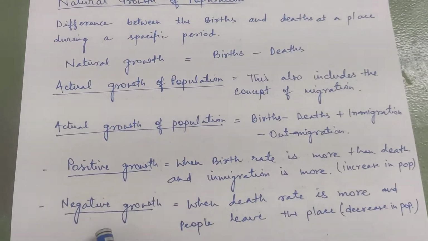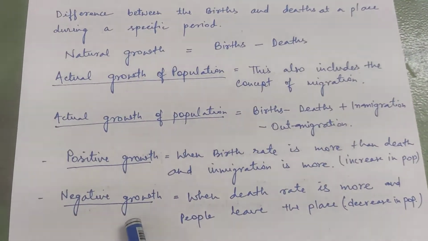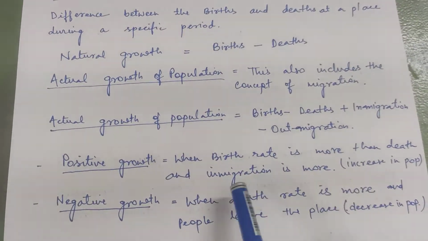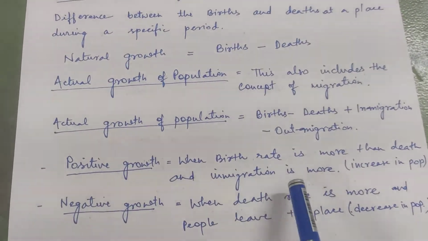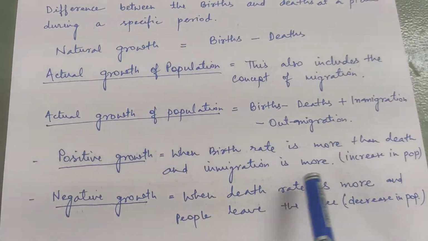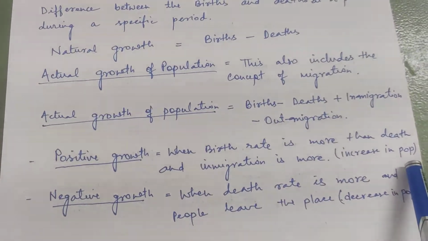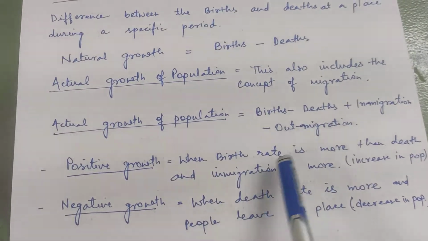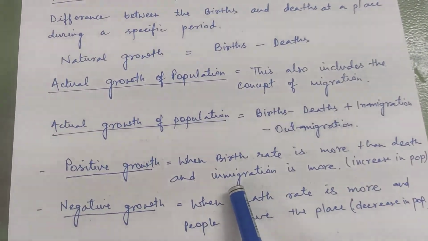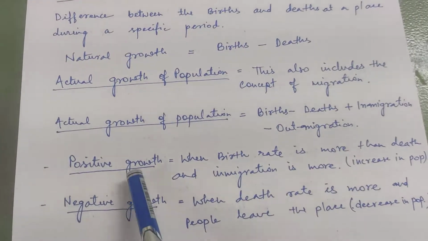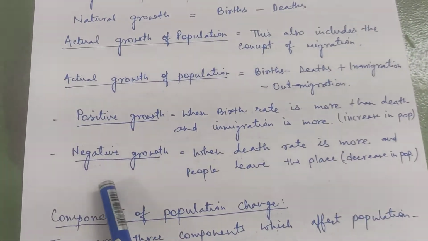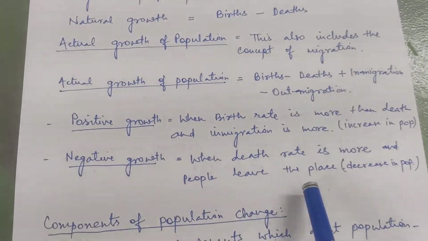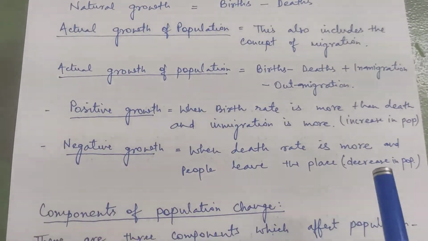Then positive growth and negative growth, which we also discussed in the previous video. Positive growth means when births are more than deaths and in-migration is more. Basically it is an increase in population. So when will the population increase? When the birth rate is more than the death rate and in-migration is more, then it will be positive growth. And vice versa, negative growth: the death rate will be more and people will leave the place, that is, out-migration will be more.